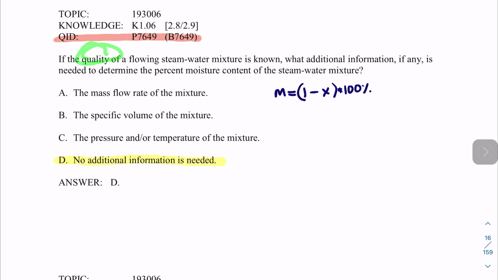They're giving us the quality. I immediately know, because I know the formula, that if they give me the quality, I can get the moisture. So I don't need any additional information actually, because I know the formula. It's a very easy conversion here. So yeah, I don't need any additional information. I don't need to know the mass flow rate, the specific volume, or the pressure, or temperature, or anything.